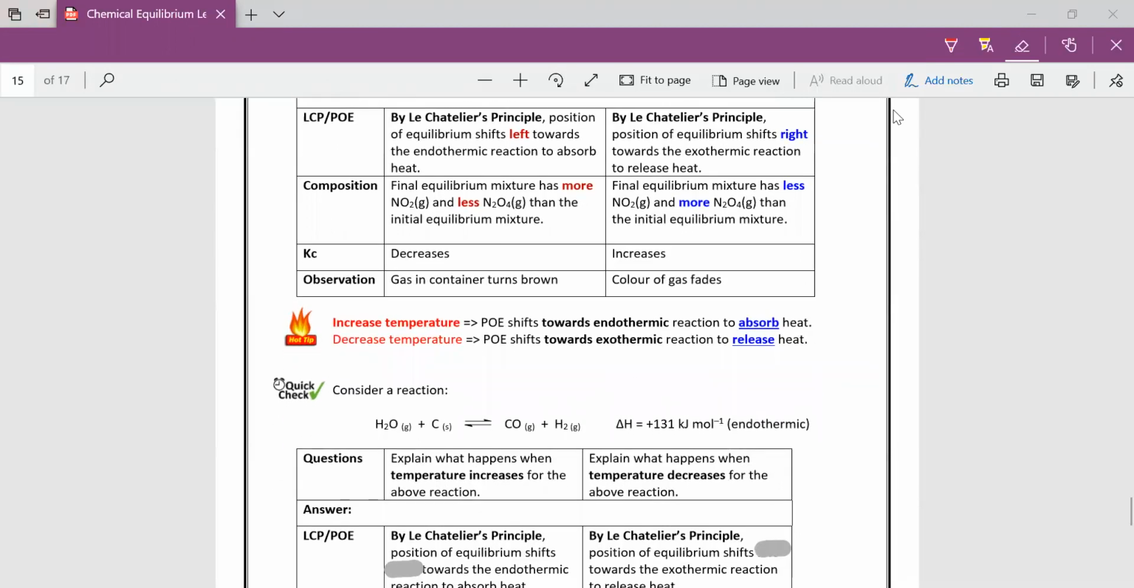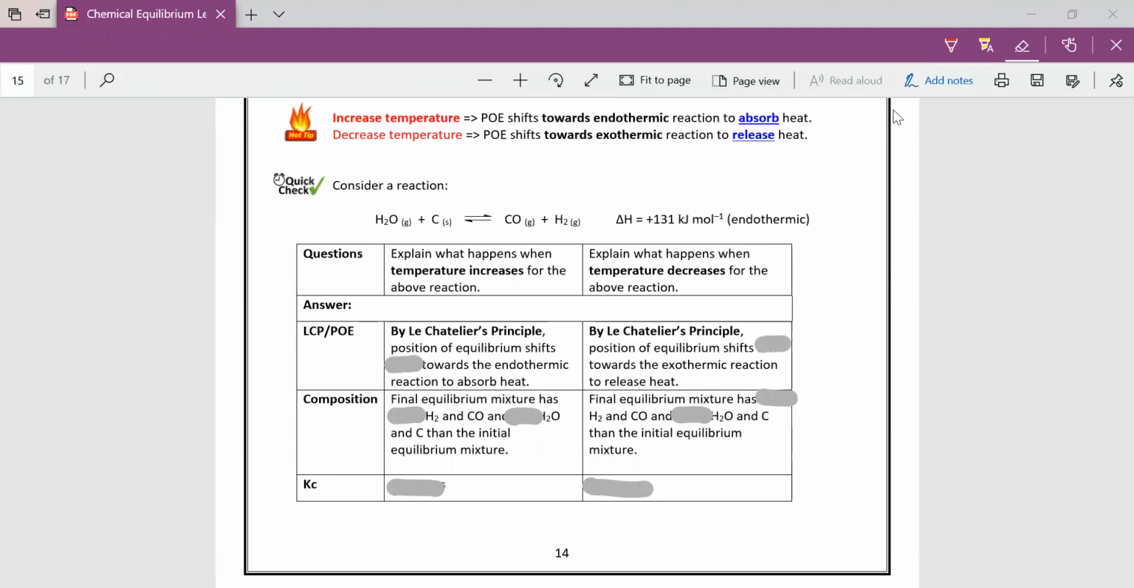All right, so now we consider this reaction. We note that this reaction is actually endothermic. It means that the forward reaction absorbs heat, and the reverse, backward reaction releases heat. So when temperature increases, equilibrium will shift to the right, and then you have more products, less reactant, and Kc will increase. The corresponding opposite will happen for temperature decrease.